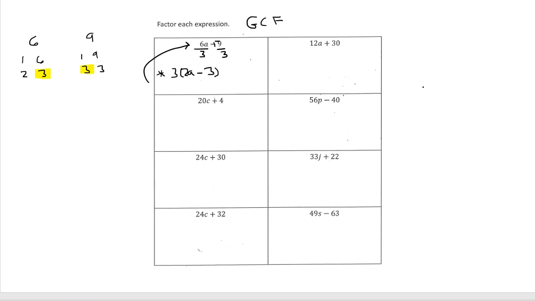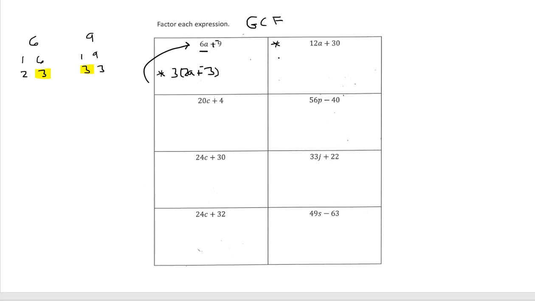The cool thing about factoring is you can always distribute back through to see if you came up with what you started with. So if we take 3 times 2a, that does give us 6a, and 3 times a negative 3 does give us our negative 9. Okay, let's go ahead and look at another one of these.